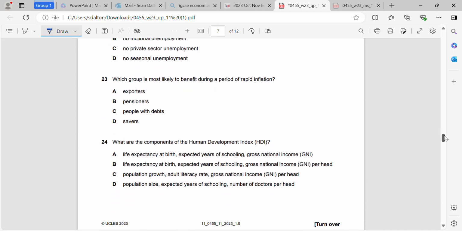Okay, which group is most likely to benefit during a period of rapid inflation? Would it be exporters, pensioners, people with debts, or savers? Okay, so during rapid inflation, savers will not benefit, right? They will have their sad face on because the value of their savings will reduce day by day. People with debts, however, will be benefiting because they may be paying back less in real terms, right? Pensioners and exporters.